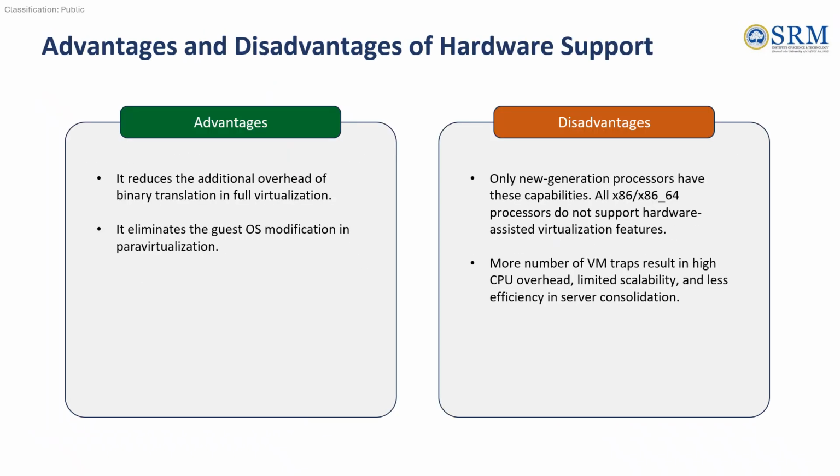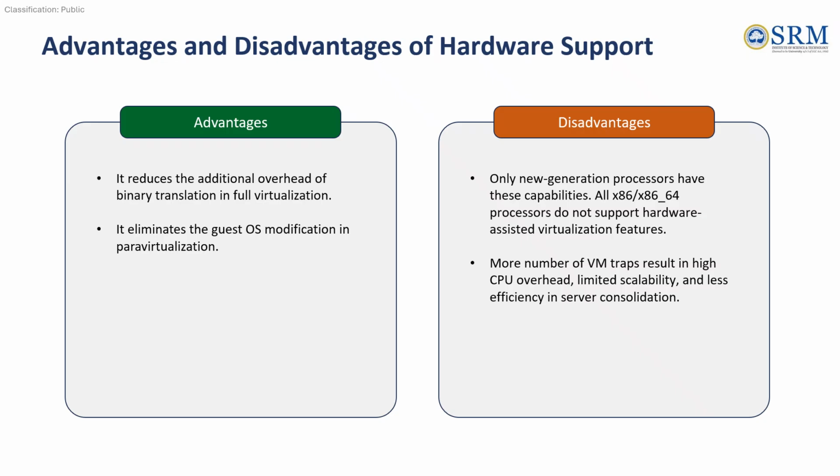Hardware-assisted virtualization provides several important advantages. One major advantage is that it reduces the overhead caused by binary translation in full virtualization. Since the processor itself supports virtualization features, operations become faster and more efficient. It also removes the need for guest operating system modification that was required in para-virtualization. Because of this, unmodified operating systems can run more easily in virtual environments.